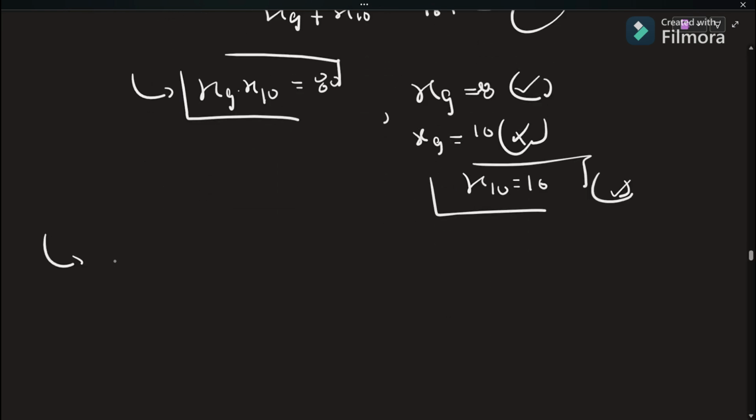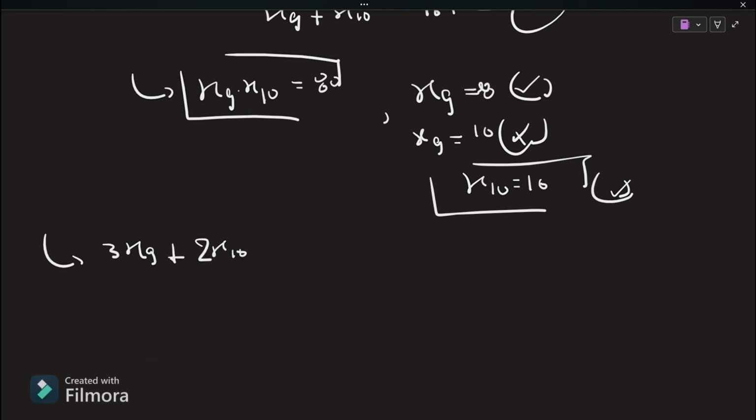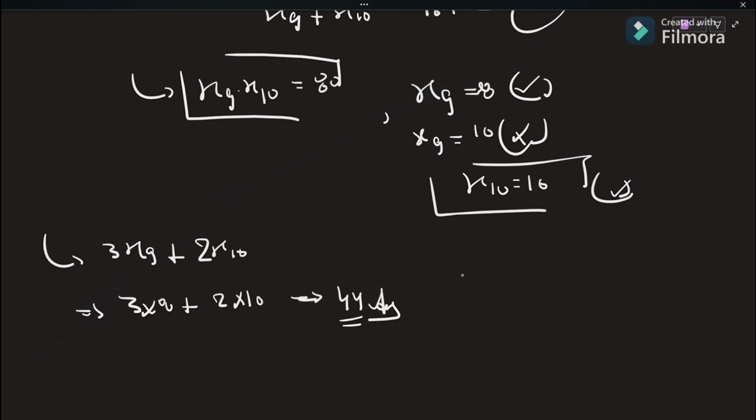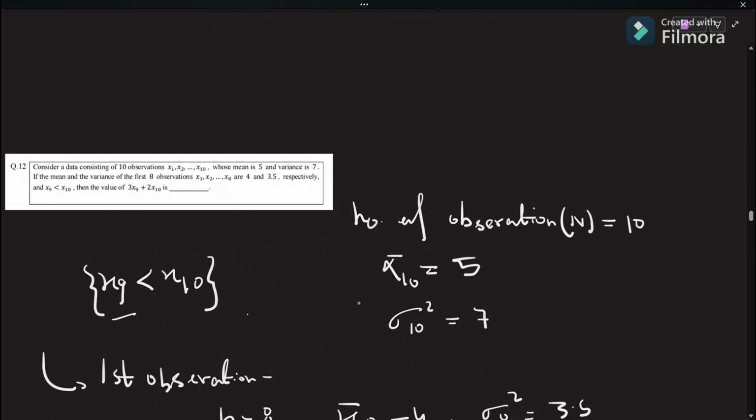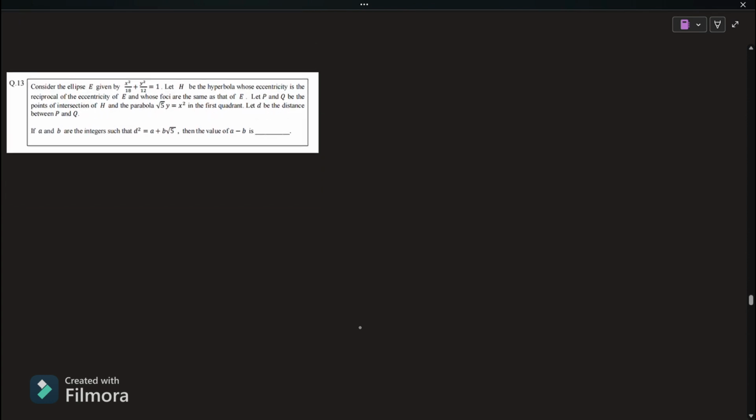So we want to find 3 times x9 plus 2 times x10. The value is 3 into 8 plus 2 into 10, which gives 44. Okay, so this question is solved. This was the JEE Advanced question number 12. Now going on to the next one, the 13th question.